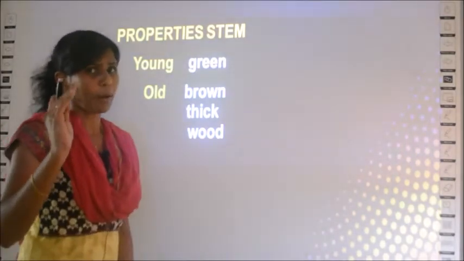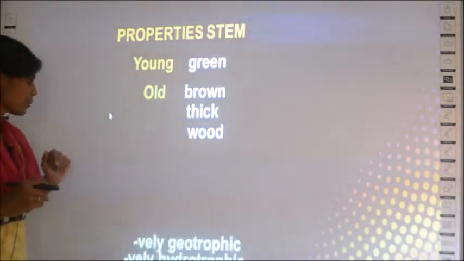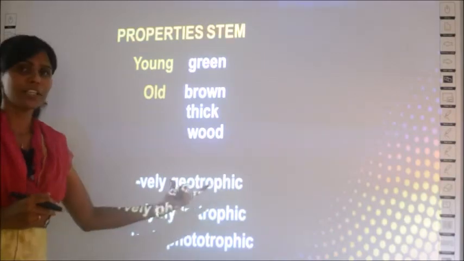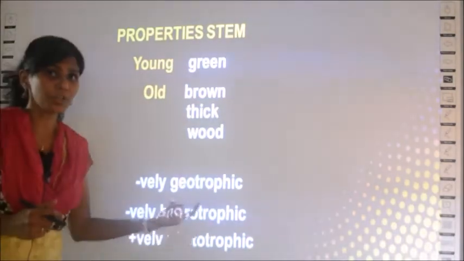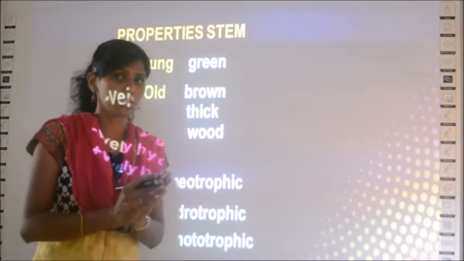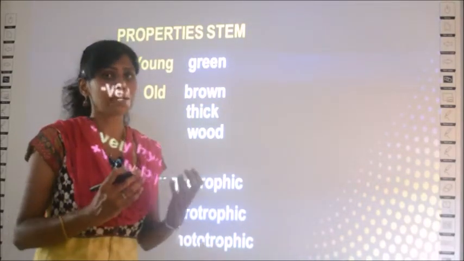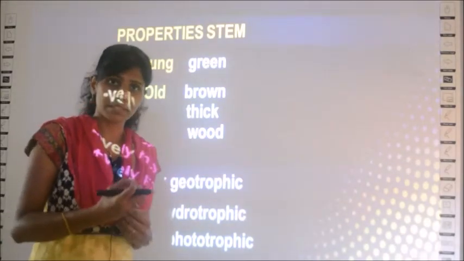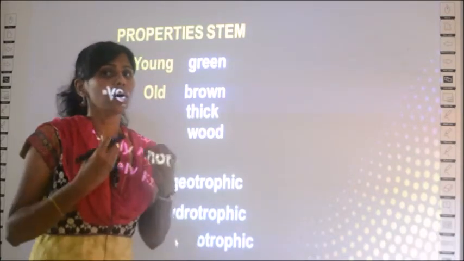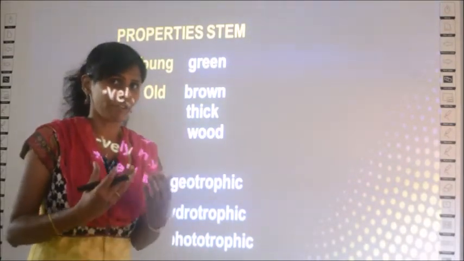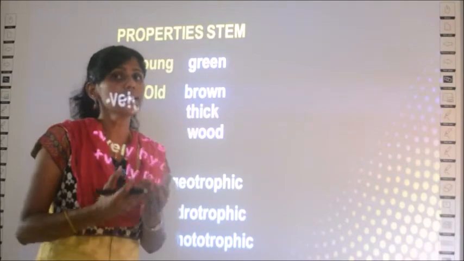Then there are three more properties for stem. What are they? The first property is that they are negatively geotropic. What is geotropic? Geo means, what is geo? Geo refers to gravity, and tropic. Tropic is a general term which means it is attracted, or likeliness. Likeliness or attraction towards something is called tropic. So geotropic means there is attraction towards gravity.